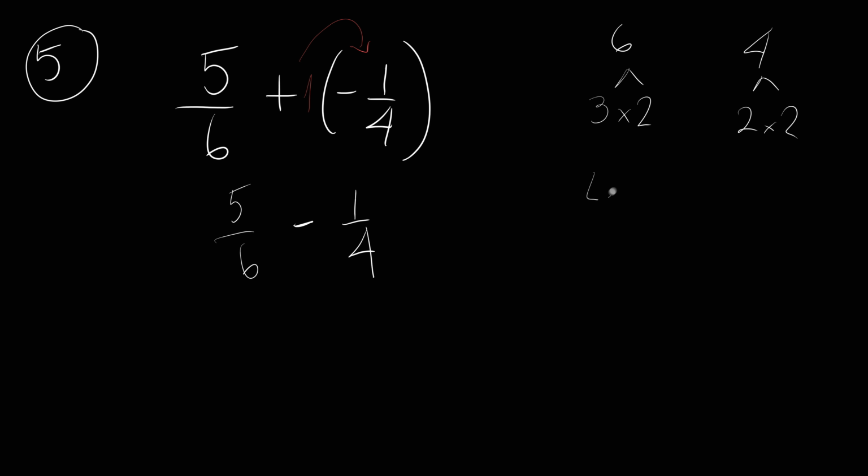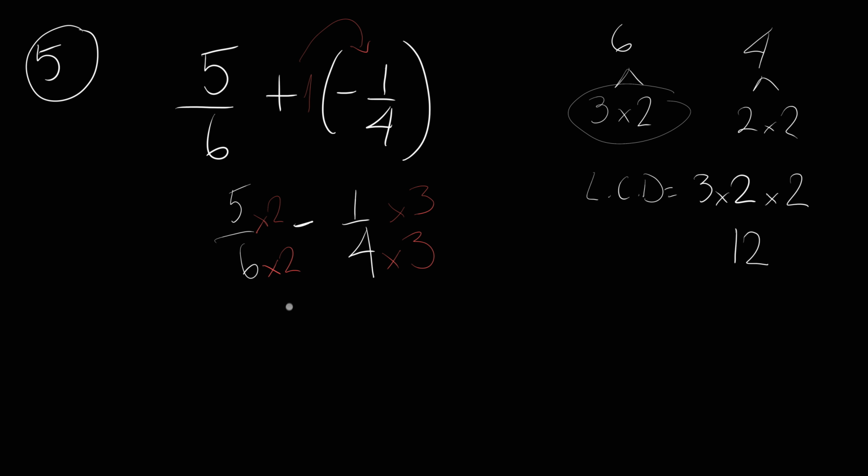To find my LCD, I will pick one of them. So it's going to be 3 times 2, and here I have to make sure this pair of 2s are already included. There's only one 2, so I'm missing one. So now I do have enough. So 3 times 2 times 2 should be 12. Now let's make 6 a 12 and let's make 4 a 12. 6 times 2 top and bottom by 2, times 3 top and bottom. Now we will get 10 over 12 minus 3 over 12.